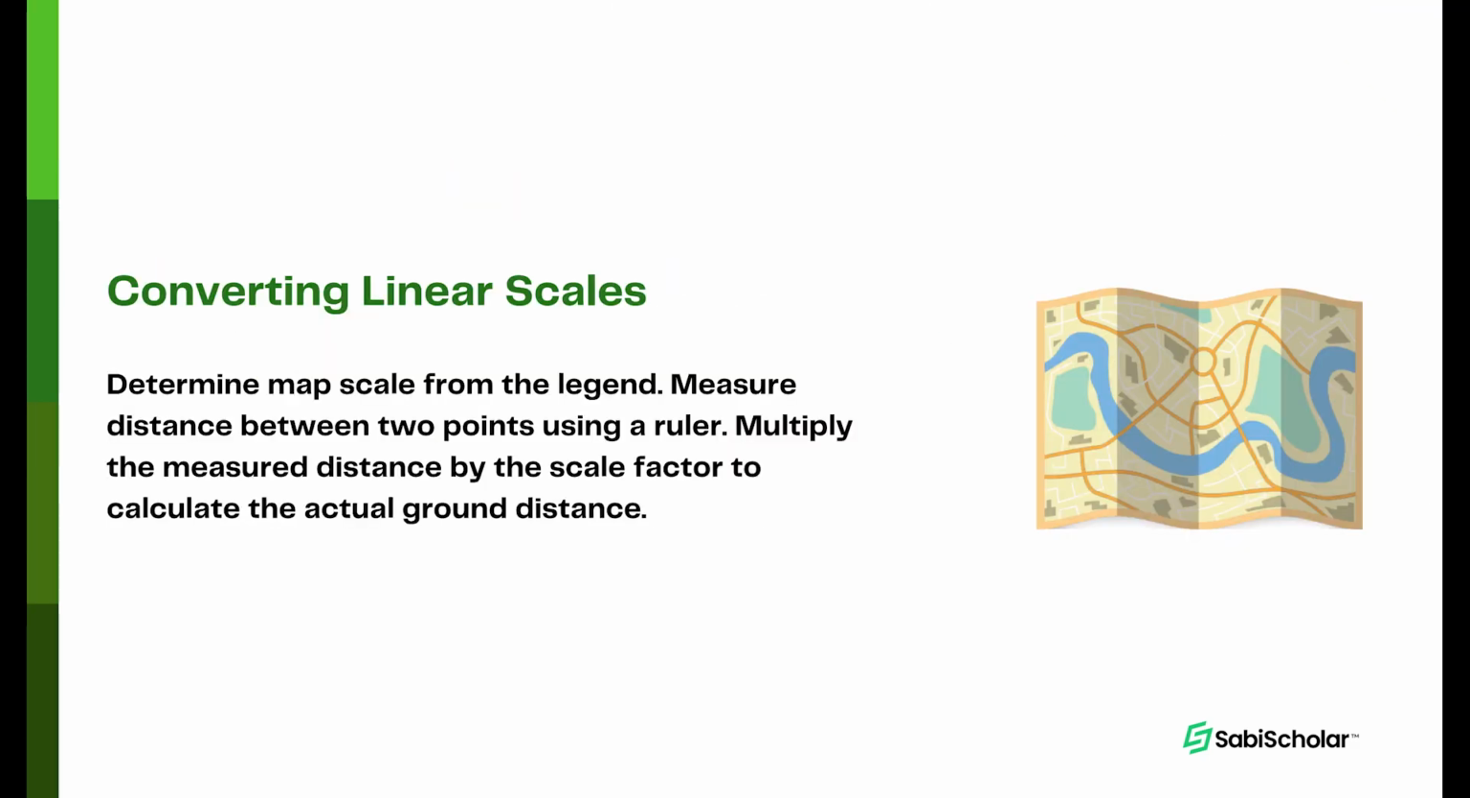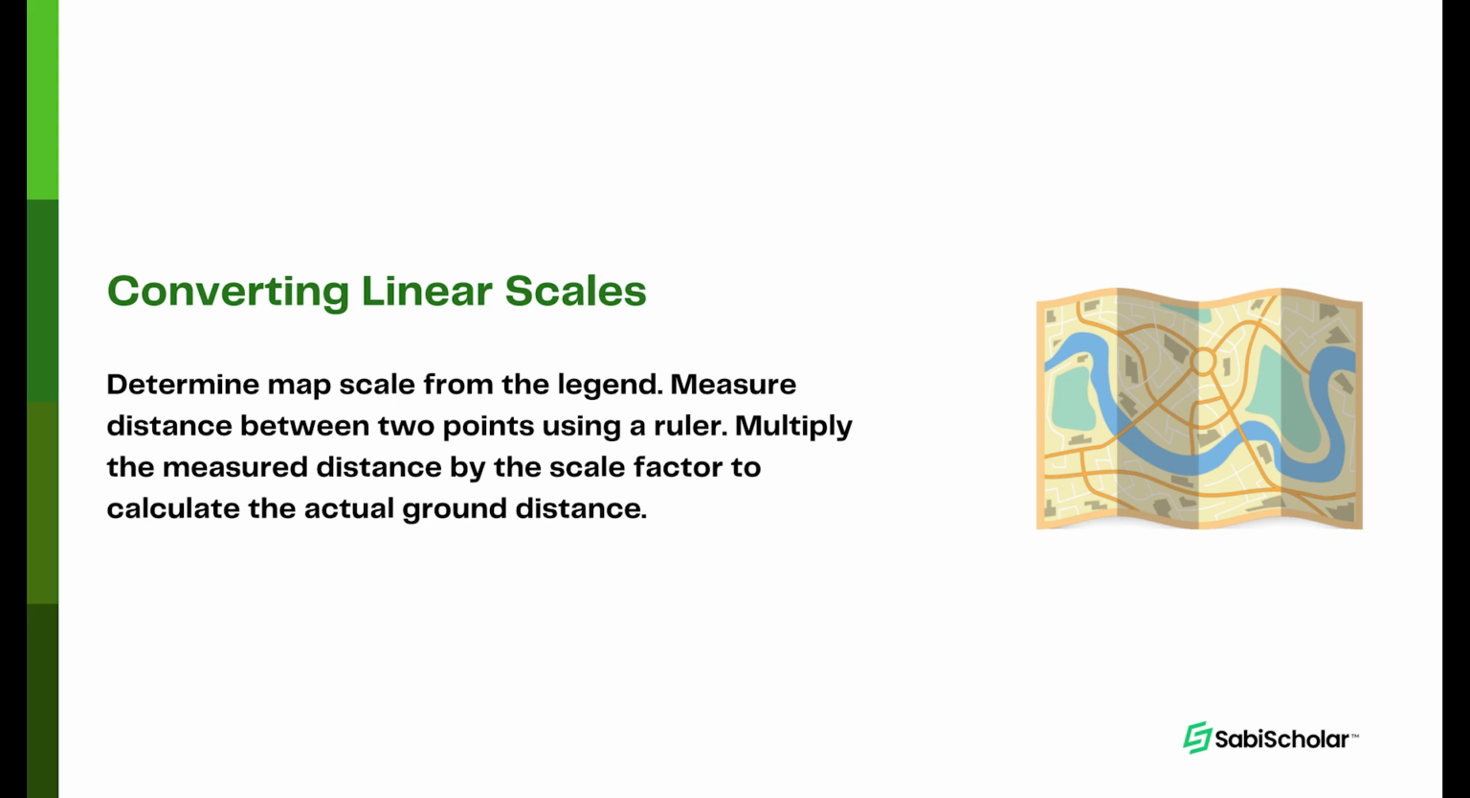So how do you actually convert these scales? Converting linear scales is the new topic we're looking at. The first thing you have to do is to identify the scale, by determining the scale of the map, which is usually provided on the map legend or title. For example, if the scale is 1:50,000, it means that 1 unit on the map is equal to 50,000 of the same units on the ground. On the ground means physical distance.